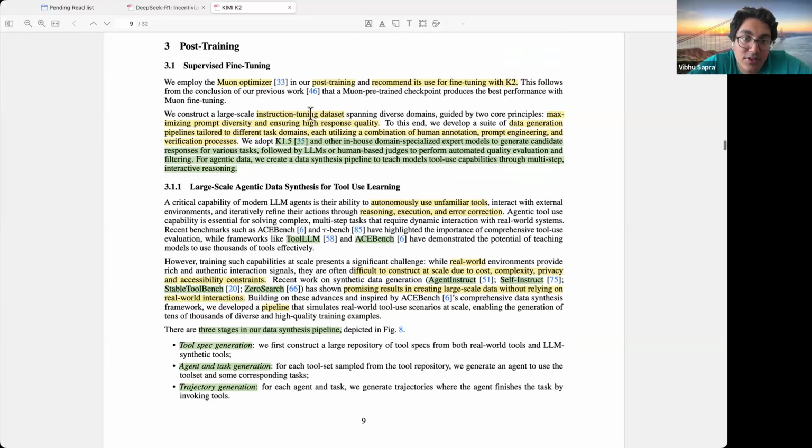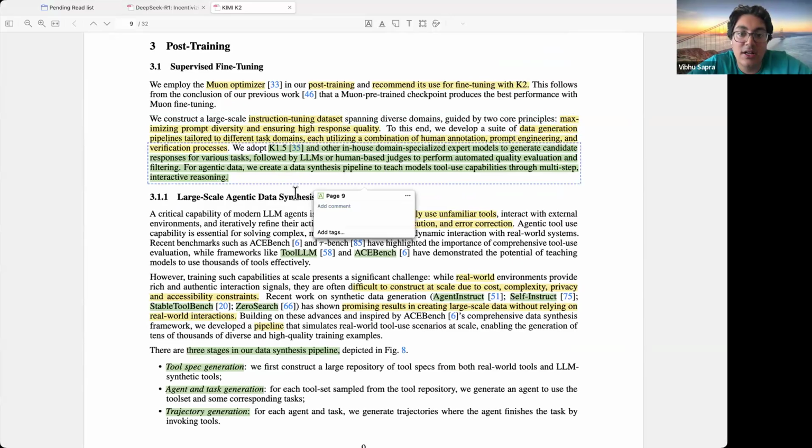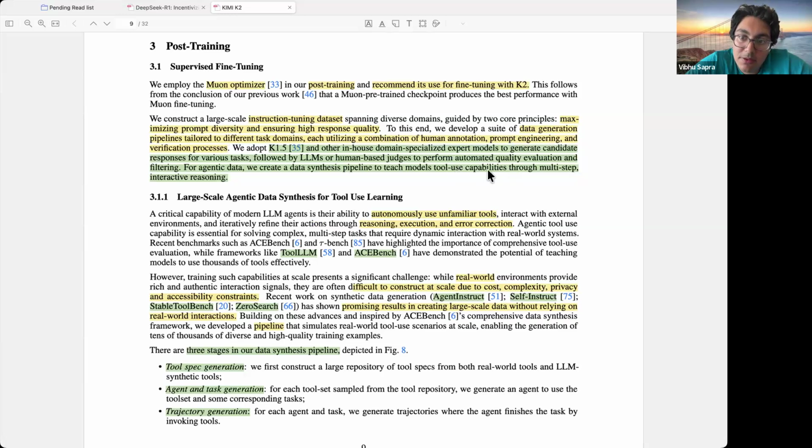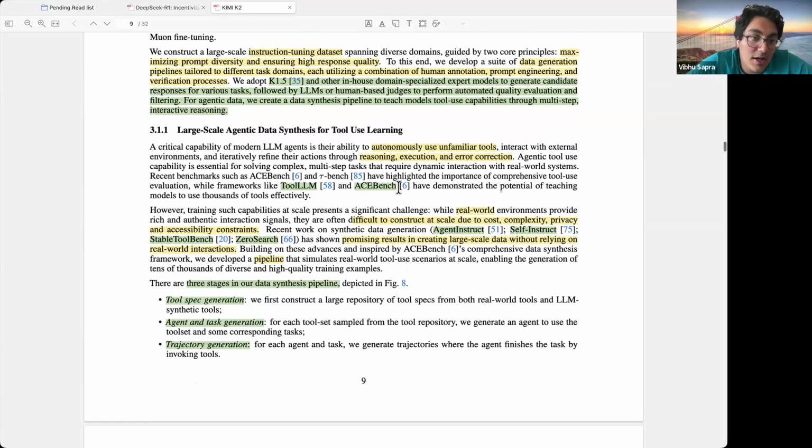Okay, SFT. There's an instruction tuning data set, maximizing probability of the response, with data gen pipelines for different tasks and different domains. They use Kimi-K1.5, their in-house domain specialized expert model, to generate candidate responses for various tasks, followed by LLM or human judges to perform automated query evaluation and filtering. For agentic data, we create a data synthesis pipeline to teach models tool use capabilities through multi-step interactive reading. This stuff is pretty interesting. This is really the nice meat of this paper, I think.